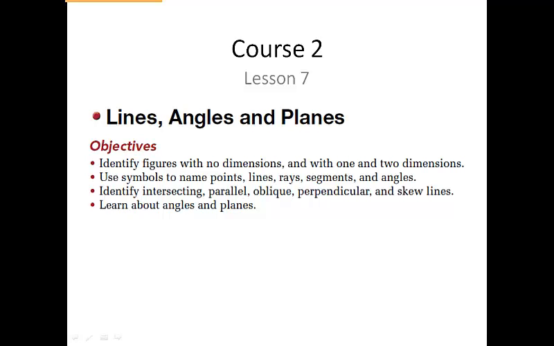Course 2, Lesson 7, Lines, Angles, and Planes. Today you're going to identify figures with no dimensions and those with 1 and 2 dimensions. We're going to use symbols to identify points, lines, rays, segments, and angles. We're going to identify when lines intersect, when they're parallel, when they're oblique, when they're perpendicular, and when they're skew. We're going to learn about angles and planes.